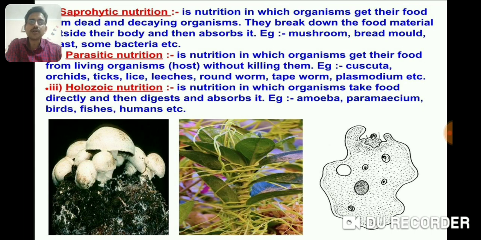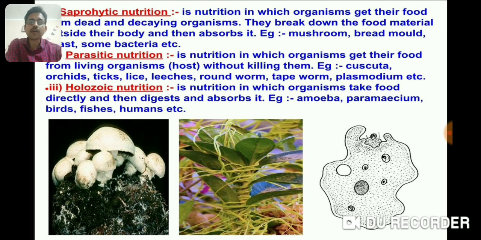Parasitic nutrition is the nutrition in which organisms get their food from living organisms called host without killing them. Examples: cuscuta, which is a plant parasite, orchids, which is also a plant parasite, ticks, lice, leeches, roundworm, tapeworm, plasmodium, etc. are all animal parasites.